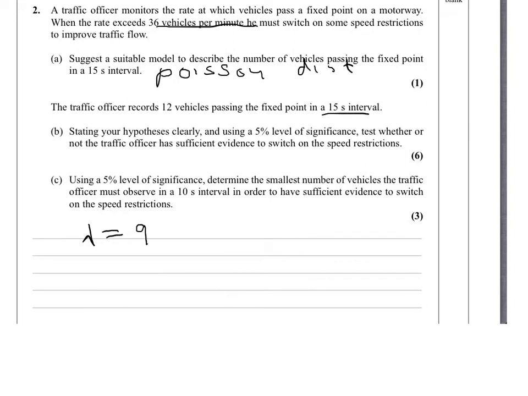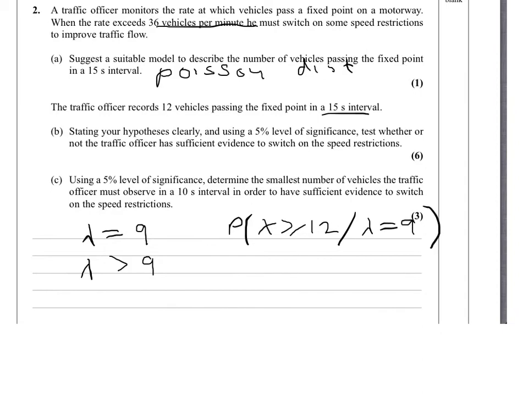Now, if it's changed and we have got 12, well, we may well think that lambda is greater than 9. So I'm going to set this out in a one-tailed test. I'm going to find out the probability that x, our variable, is greater than or equal to 12, given that lambda is 9. So I can find that information out from the tables.